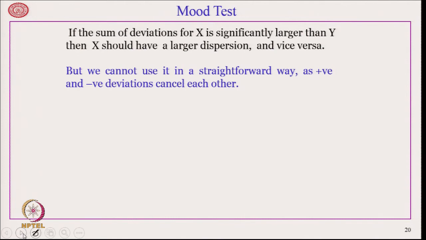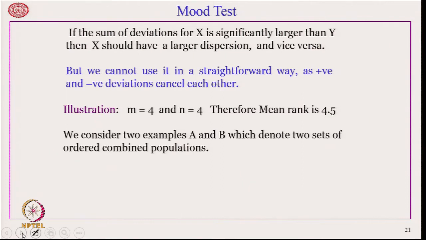So, let me illustrate that for the Mood test, if the sum of deviations for X is significantly larger than for Y, then X should have a larger dispersion and vice versa. But the problem is we cannot use it in a straightforward way, because the positive and negative deviations cancel each other. So, let me illustrate it. Suppose I have taken m equal to 4 and n equal to 4. Both of them are 4. Therefore, the mean rank is going to be 4.5, because N is equal to m plus n, which is 8, and the mean is (N+1)/2, which is 4.5.